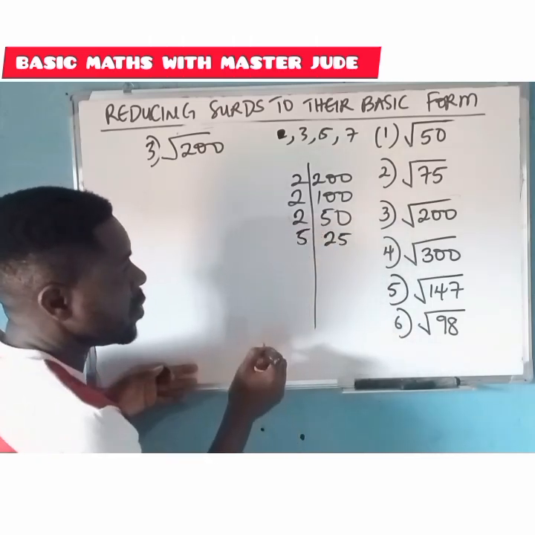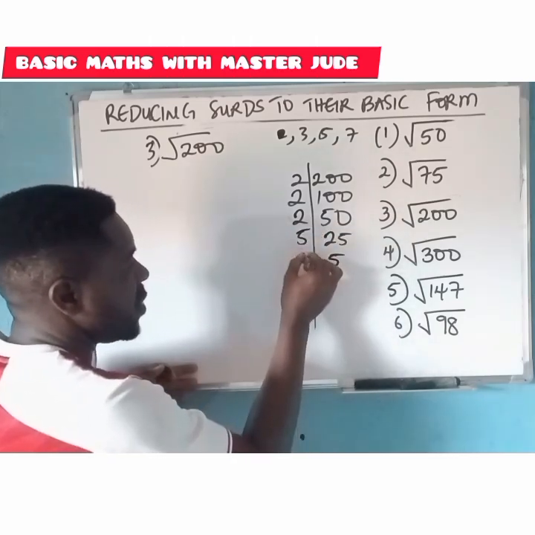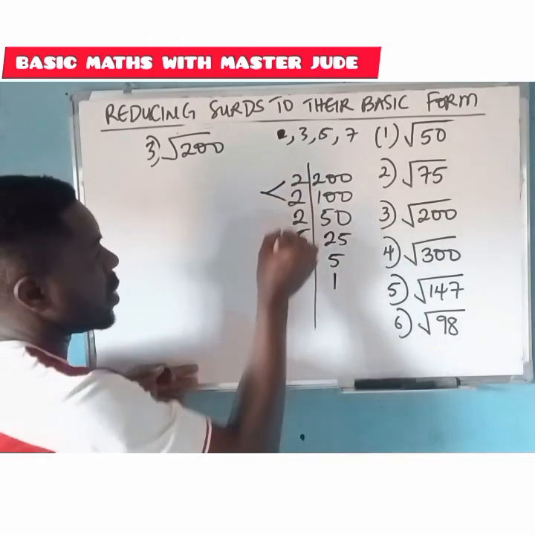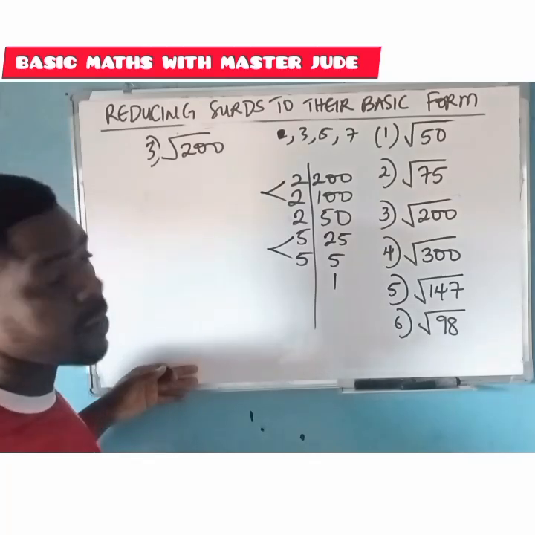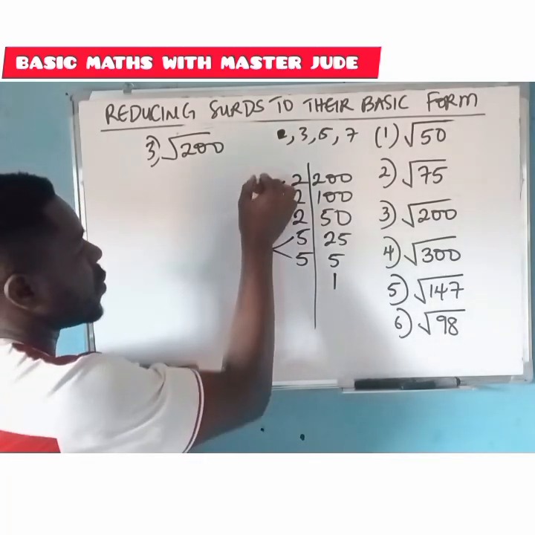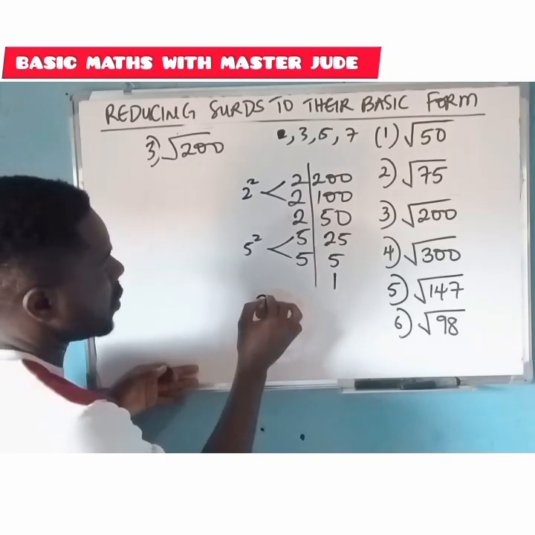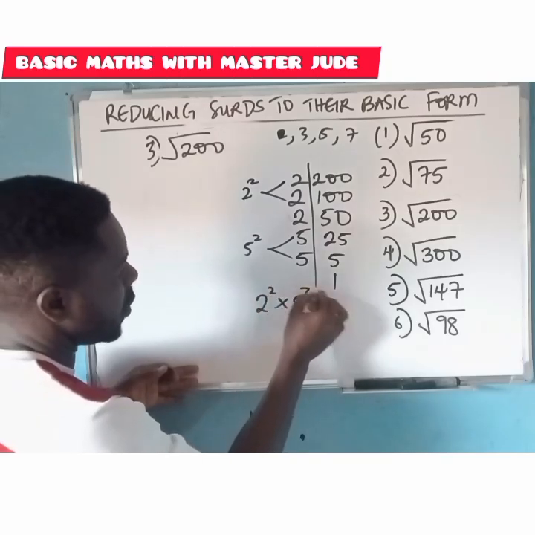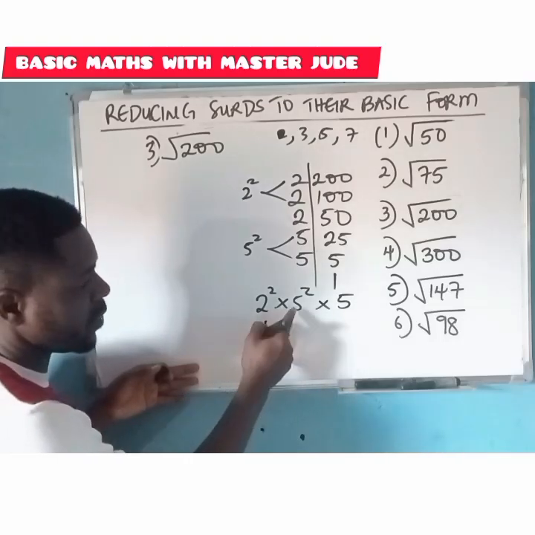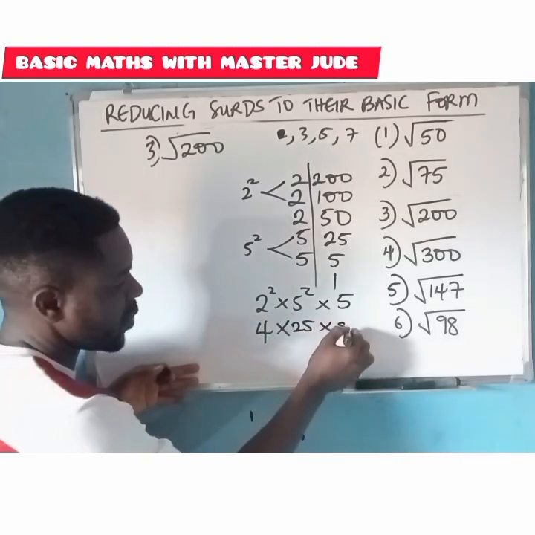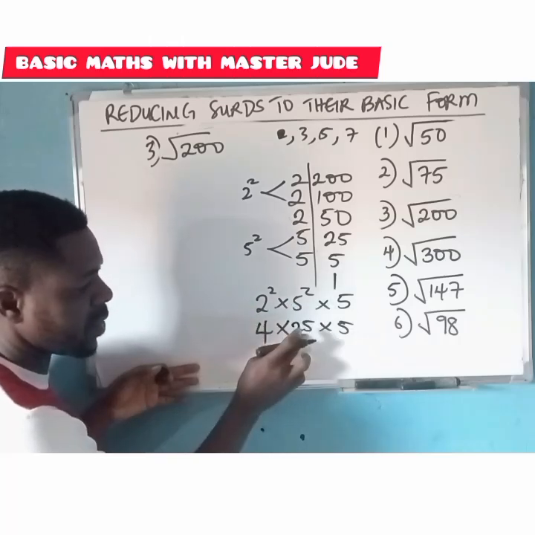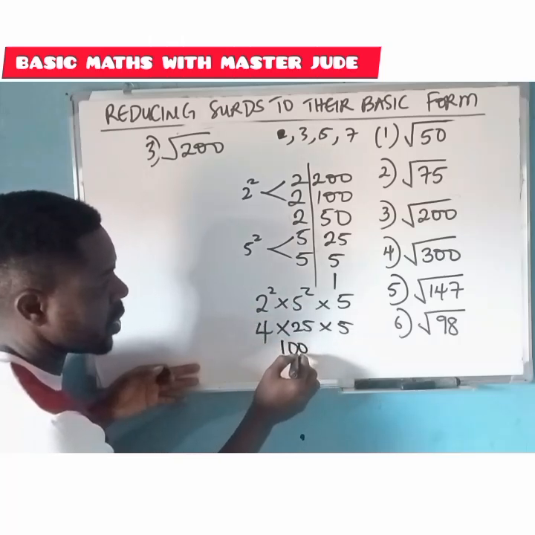Then 5 can now go. 5 in 25 will give us 5. 5 dividing itself will give us 1. Then let's pair. Did you see my pairing? So this is 5 squared, 2 squared. So what we have is 2 squared times 5 squared times 2. 2 squared is 4, times 5 squared which is 25. 4 times 25 will give us 100.